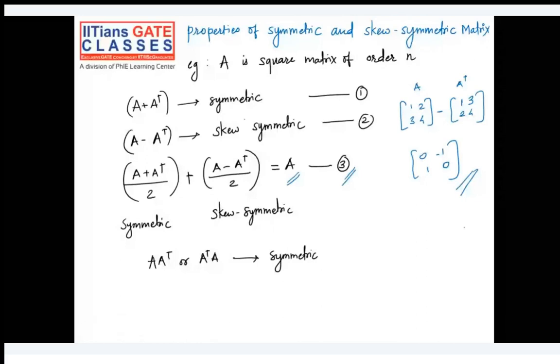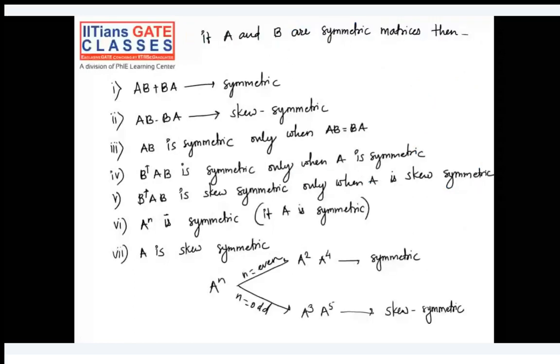So now let's try to deal with two matrices. Previously we were talking about only matrix A. Now bring one more matrix B to the table. If A and B are symmetric matrices, then AB plus BA is also symmetric. You can try it out in your free time, like how I have shown here.